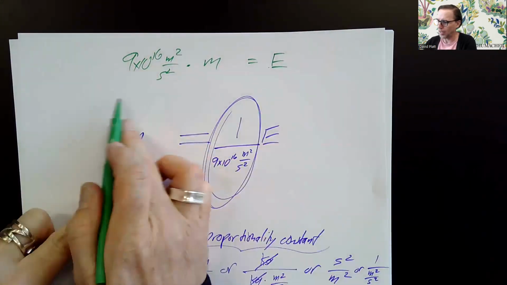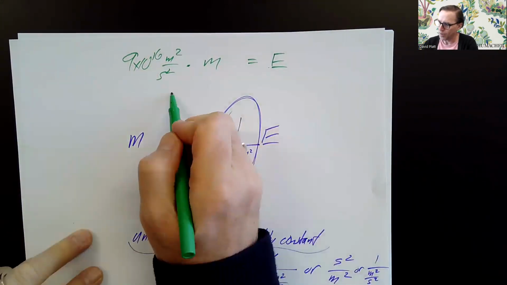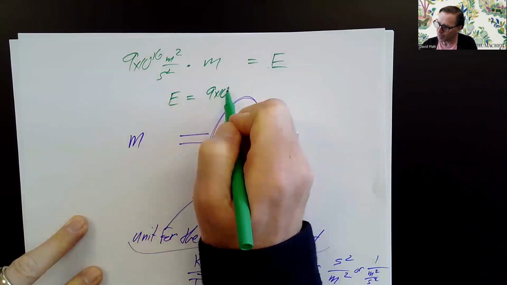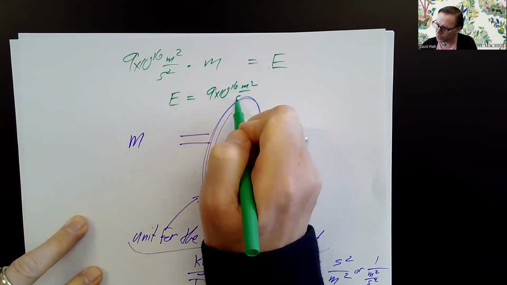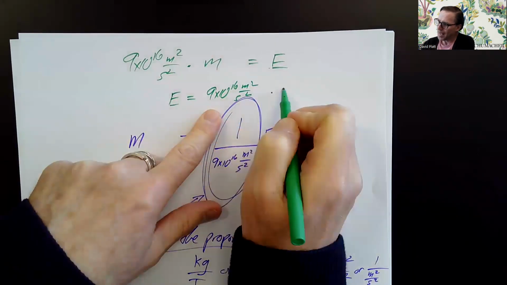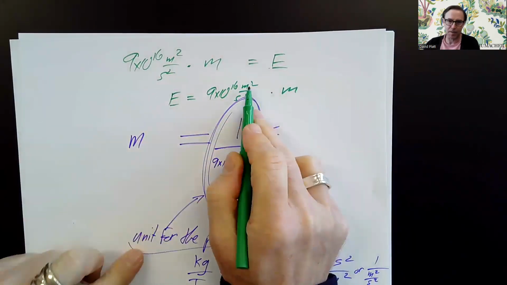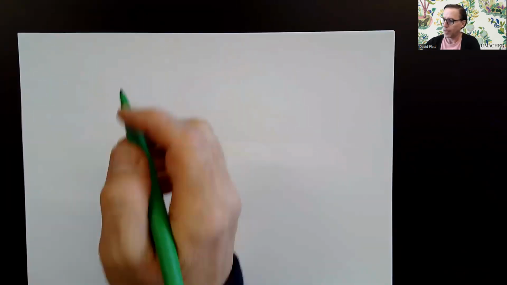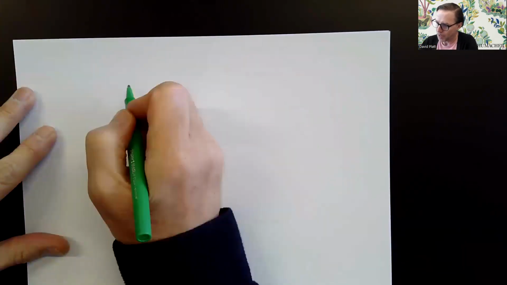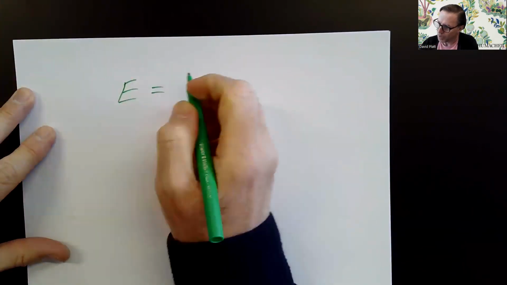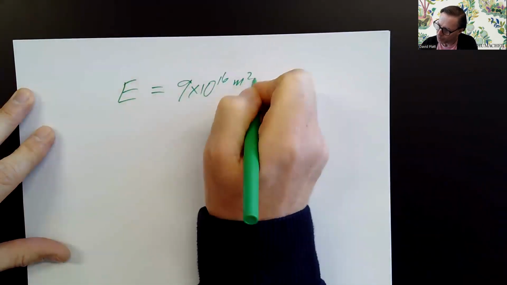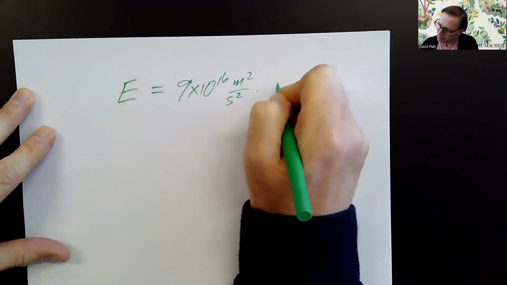And then I'm going to switch the left and the right. So E equals 9 times 10 to the 16th meters squared over second squared units times M. This M is mass, this M is meters. Okay, so here we go. I'm going to write it big now on this new page. E equals constant, 9 times 10 to the 16th meters squared over second squared times M.